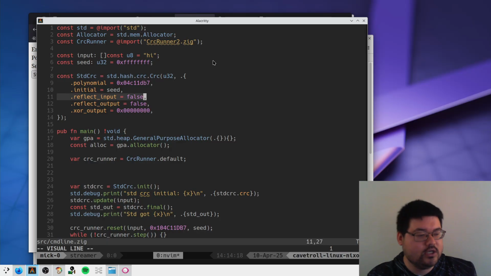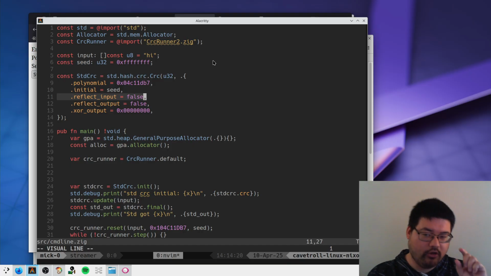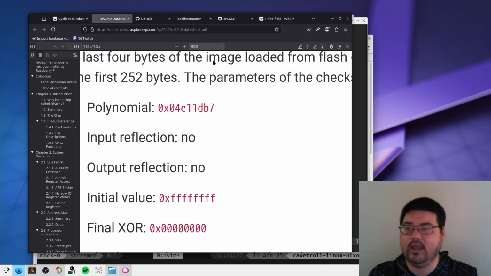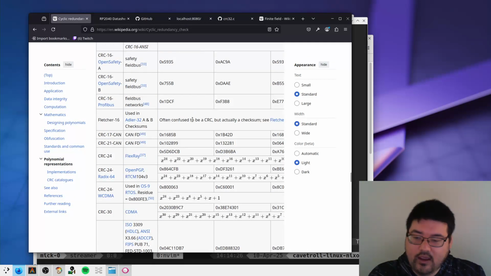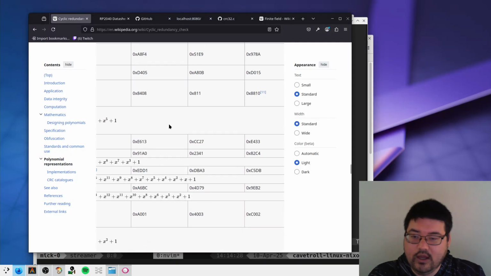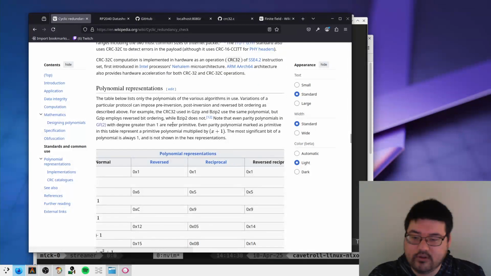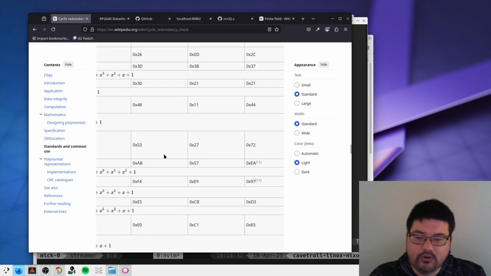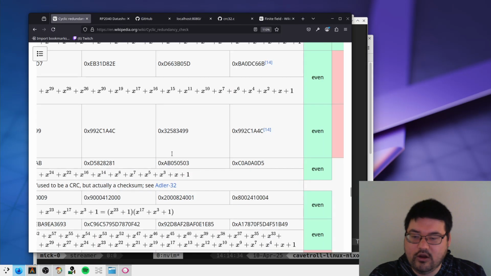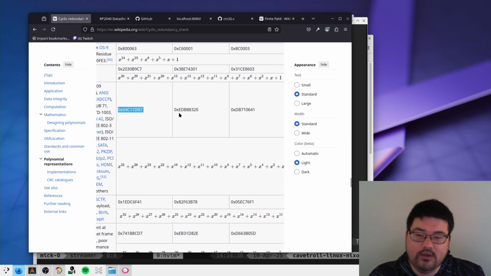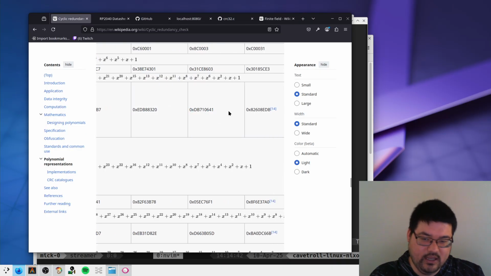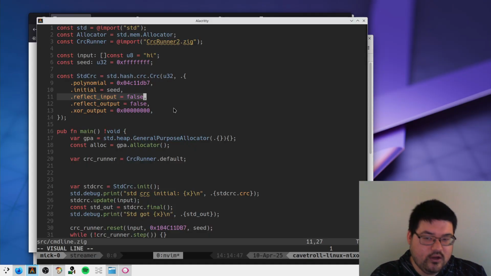In some implementations, you might see that as the polynomial being flipped, right? If you look at the CRC table here, well, I guess the header is probably the useful way to look at this. They have reversed and reciprocal, right? So depending on your implementation, you might be using any one of the reversed or reciprocal, I guess the inverted version, or reversed reciprocal. You might be using any of these.